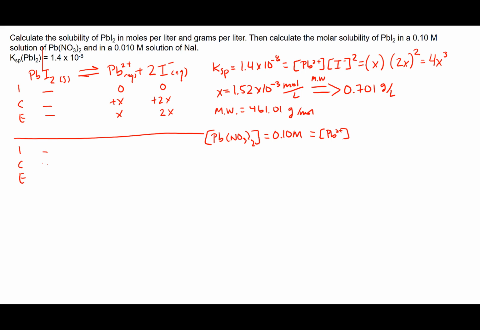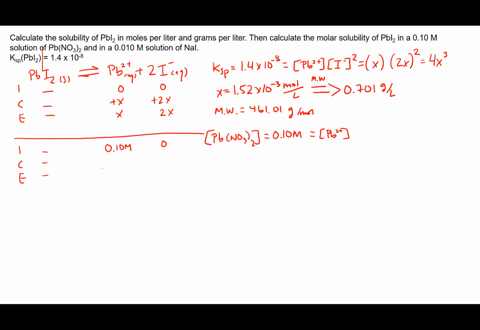So now again, lead iodide solid doesn't contribute. Pb2+ in this case starts off now at 0.10 molarity. We don't have any iodide in solution, so that's going to be 0. Now, the thing to think about is that the equilibrium for any kind of solubility process is always going to be going towards the right. You're always going to be adding more into the solution.